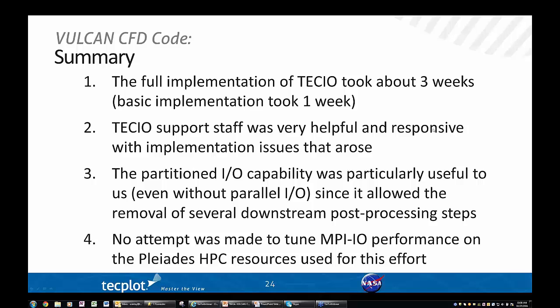And I should also mention that we didn't make any attempt at trying to tune the MPI-IO performance on the Pleiades supercomputer that I used for these timings. It's well documented that if you really want to optimize MPI-IO performance, you've got to tune it for the particular machine that you're running on. So it's quite possible that the timing information that I showed here could be improved if we took the time to go under the hood a little bit and tune the parameters for our Pleiades cluster. And I think that's all I had.